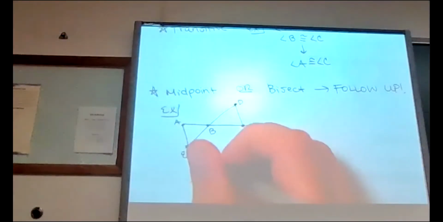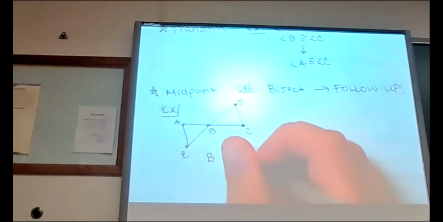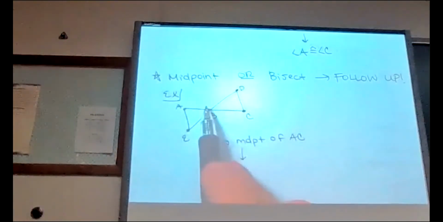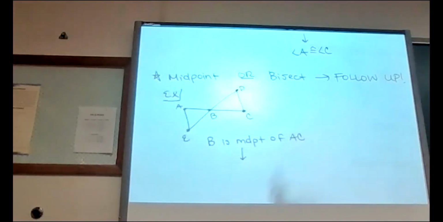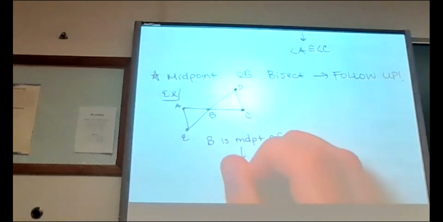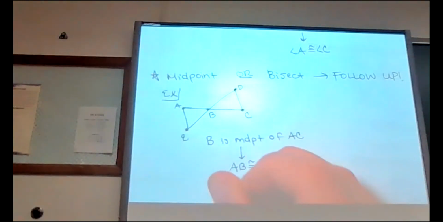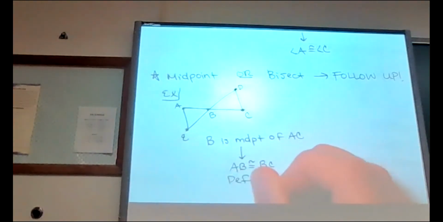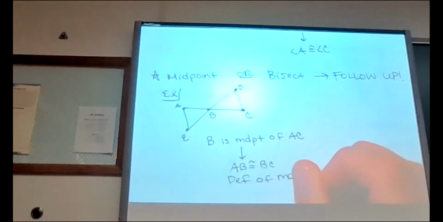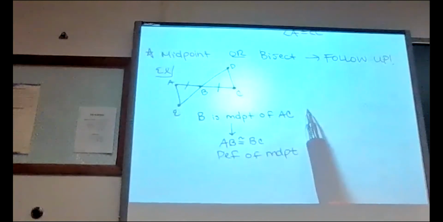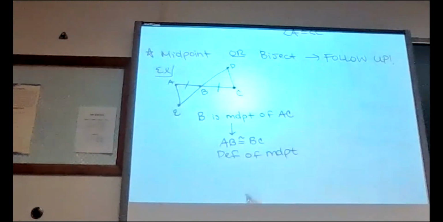So if I'm given that B is the midpoint of AC, if B is the midpoint of AC, then I know that AB is congruent to BC by definition of midpoint. If I'm given this, then that's true.